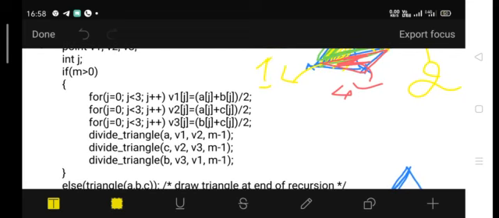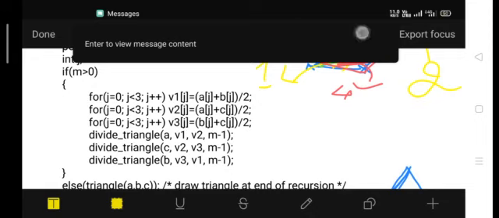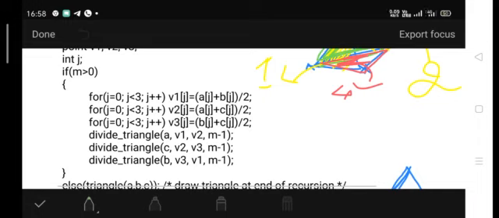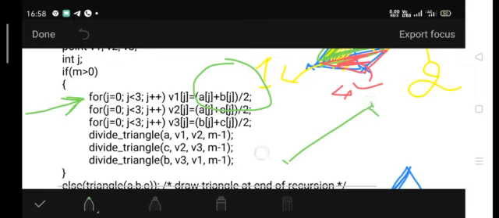Then the identification of the midpoint for each triangle. For j is 0, j is less than 3, we have taken V1 of j. How is it identified? It is A of j plus B of j divided by 2. It is the average value, right? If this is a side of the triangle, how are you finding the midpoint? You take the average value: these two summed and divided by 2, which gives you the average value.